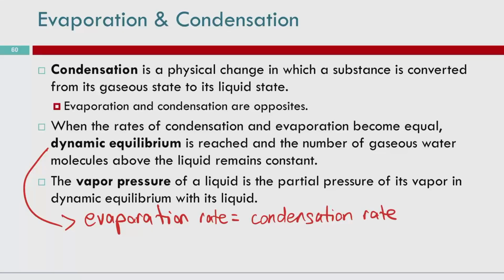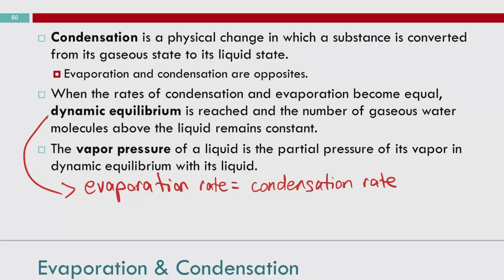So for every molecule that evaporates, there's another molecule that condenses. So they're going in opposite directions at the same rate. And what this effectively does is makes the number of gaseous molecules remain constant. Because for every molecule that condenses, one's going to evaporate. For every molecule that evaporates, one is going to condense. If we represent them with arrows, they're nice and balanced.